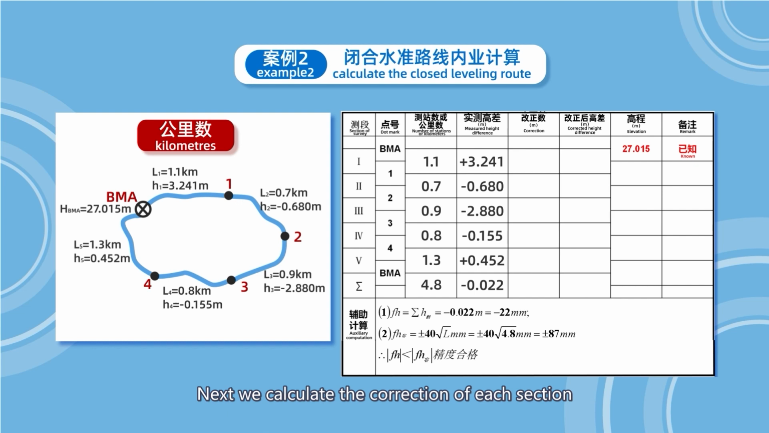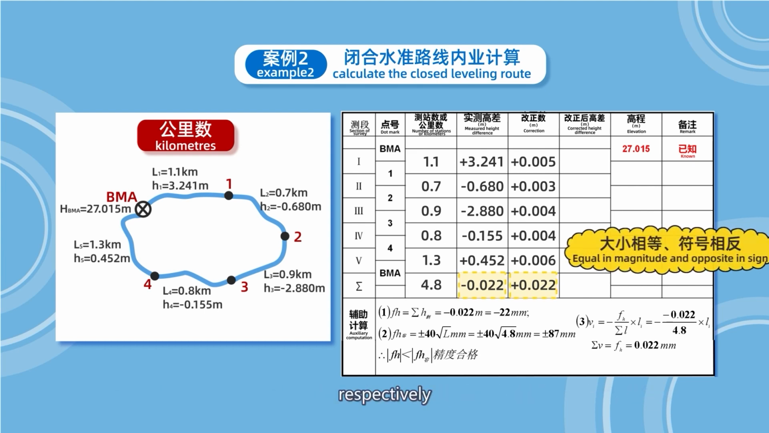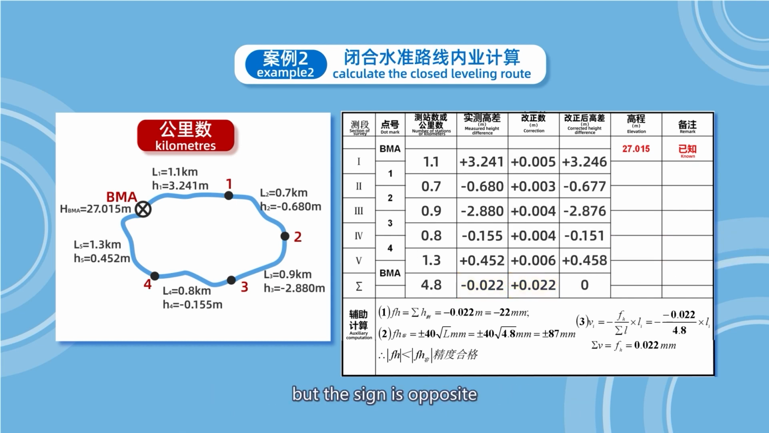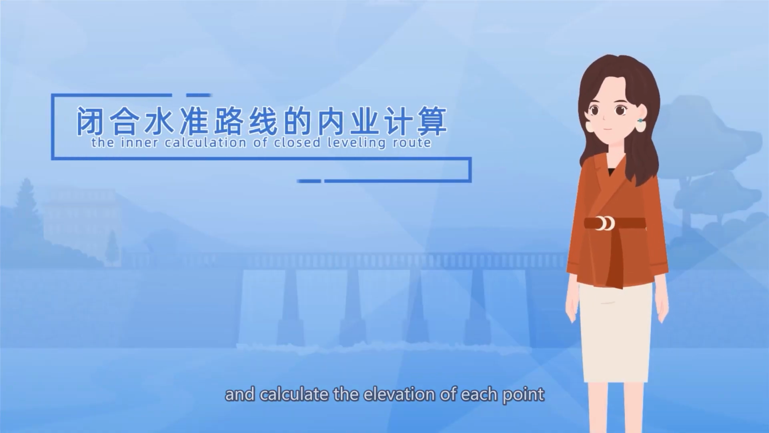Next, we calculate the correction of each section. After entering the correction formula, we get the correction of each section is 0.005, 0.003, 0.004, 0.004, 0.006, respectively. The 5 corrections add up, and they are just the same as our closed difference, but the sign is opposite. Finally, we can correct our measured elevation difference and calculate the elevation of each point.